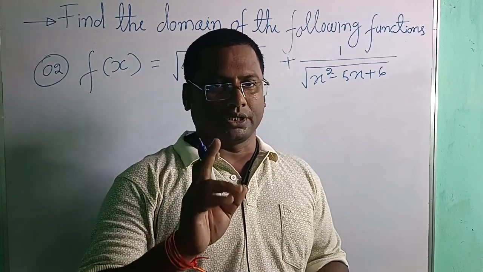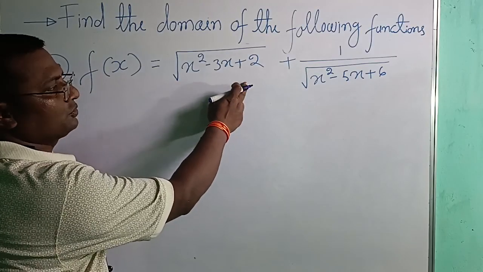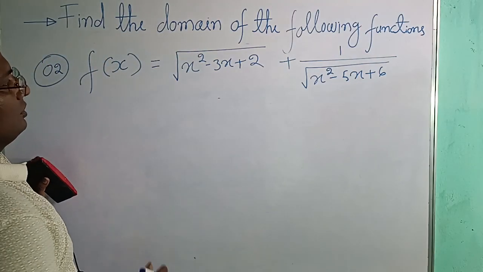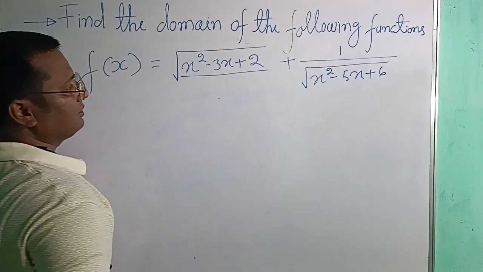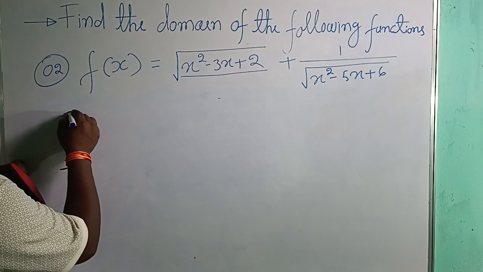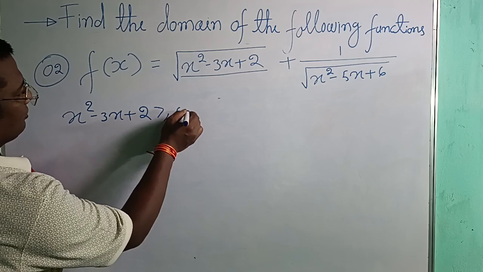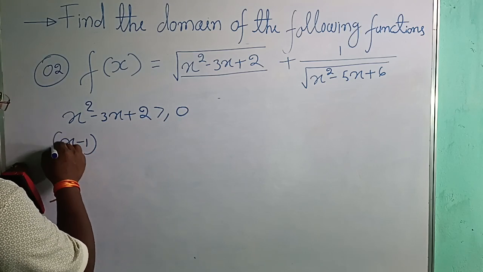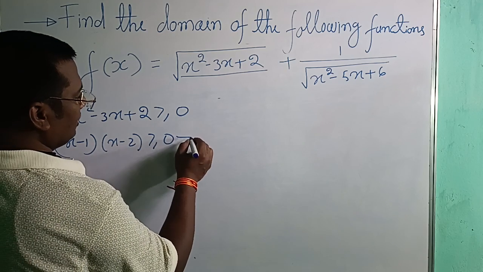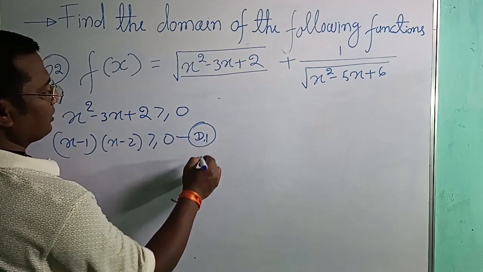Now we are going to solve the second question. The question is this: f(x) equal to root under x square minus 3x plus 2, plus 1 upon root under x square minus 5x plus 6. Again we know that any expression under even roots must be greater than or equal to 0. So x square minus 3x plus 2 must be greater than or equal to 0. Its factors: (x minus 1)(x minus 2) greater than or equal to 0. This is condition number 1, you can say domain number 1.